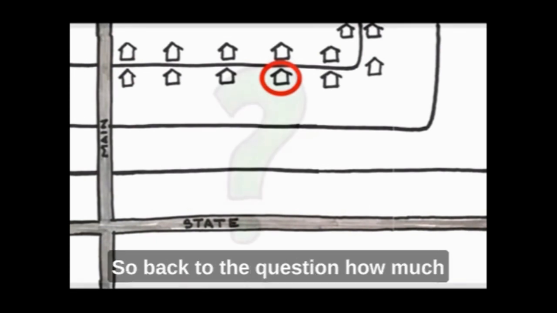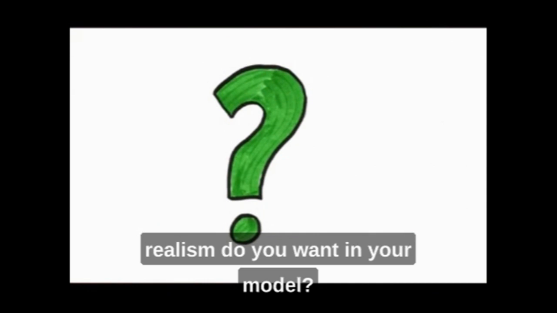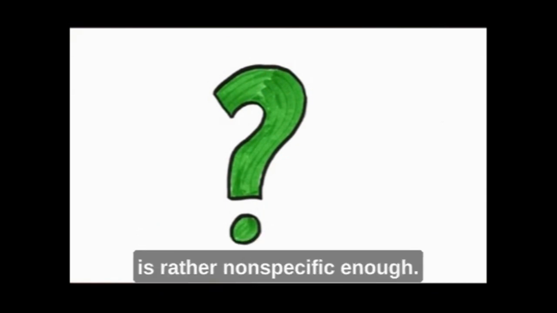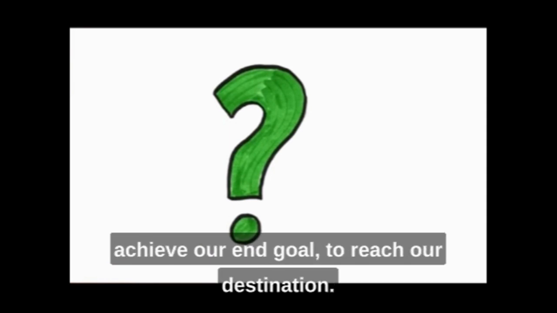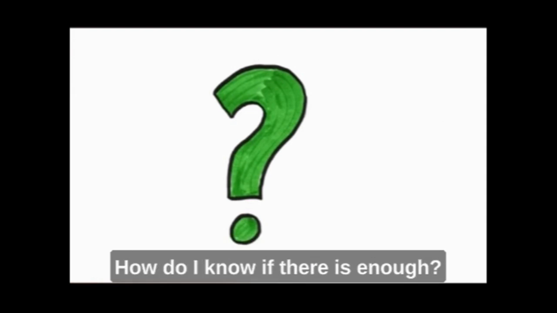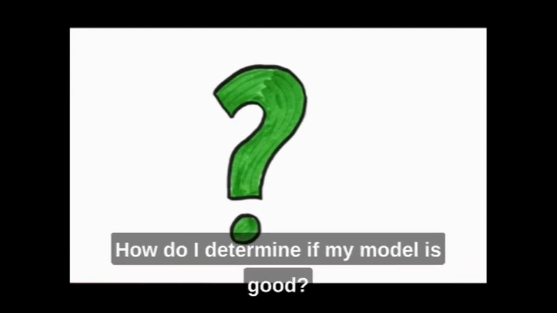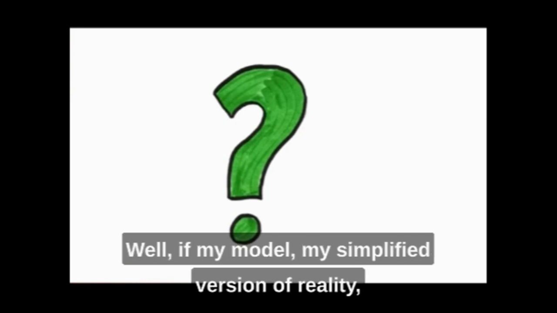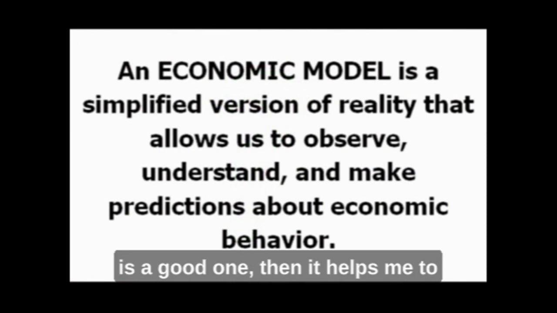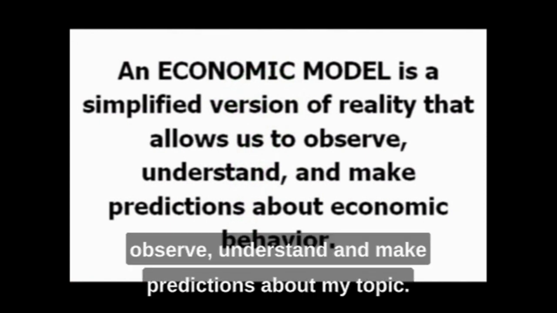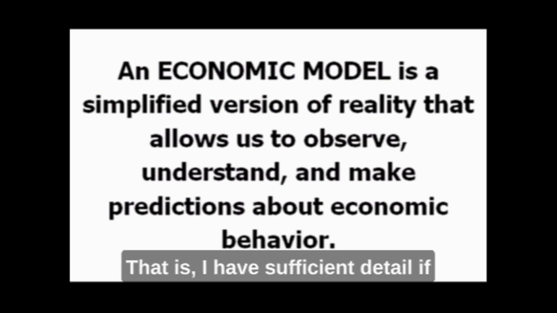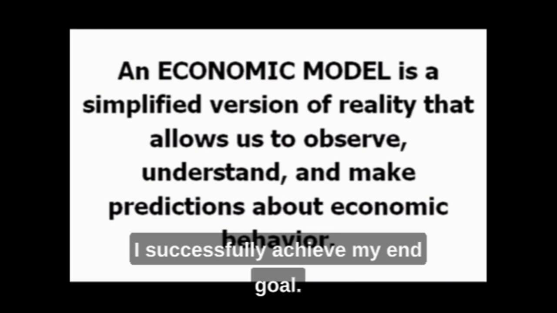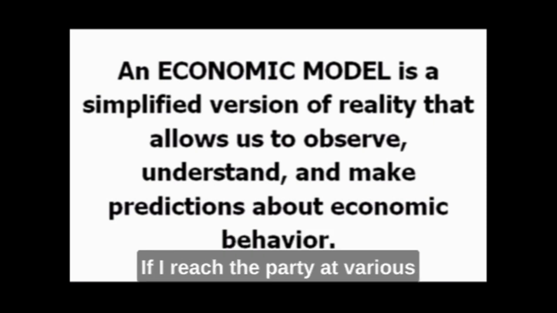So back to the question. How much realism do you want in your model? The answer to this question is rather nonspecific. Enough. We want enough realism to allow us to achieve our end goal, to reach our destination. How do I know if there's enough? How do I determine if my model is good? Well, if my model, my simplified version of reality, is a good one, then it helps me to observe, understand, and make predictions about my topic. In the case of the map, it was good, that is, I have sufficient detail, if I successfully achieve my end goal, if I reach the party.